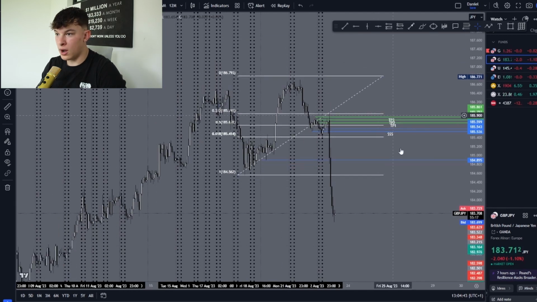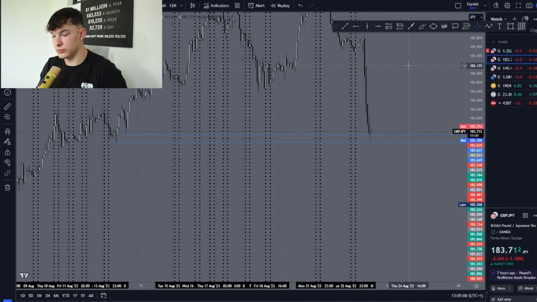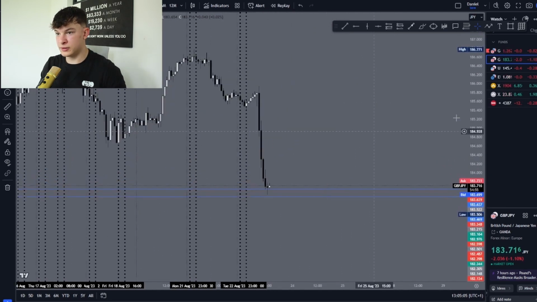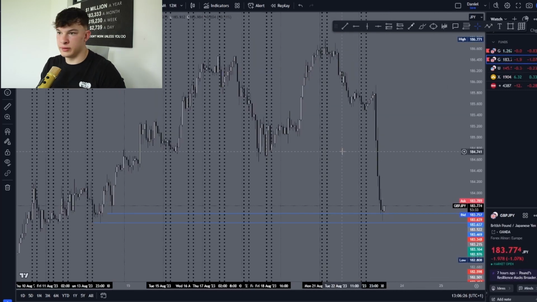GBP JPY, we do have liquidity levels here that we've swept. Liquidity here. So again, same as GBP USD, could come down, take them out in reverse. We could sweep that level there. Let's put an alert in here. And GJ, we've got this level and this level.